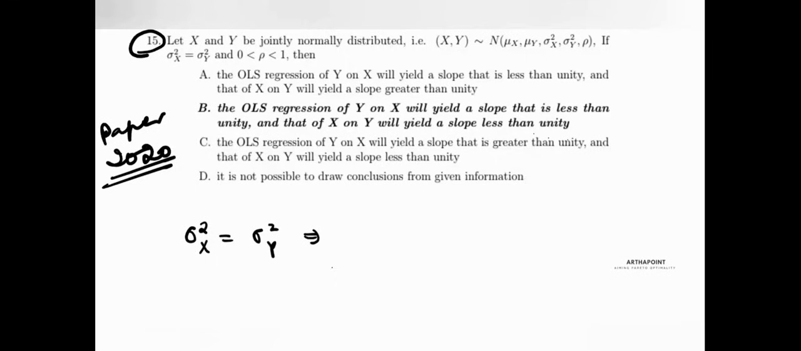This is DSC question number 15, paper 2020. Let's see what the question is saying. It says x and y are jointly normally distributed and the variance of x is equal to the variance of y, which means that the standard deviation of x is equal to the standard deviation of y. It asks about the OLS regression of y on x and x on y.